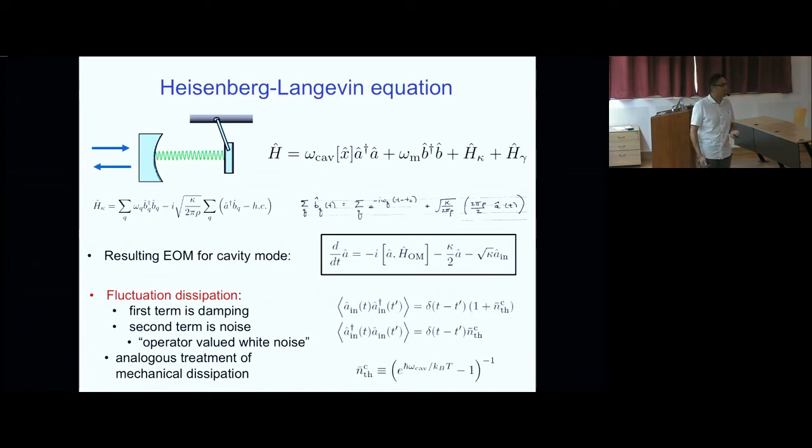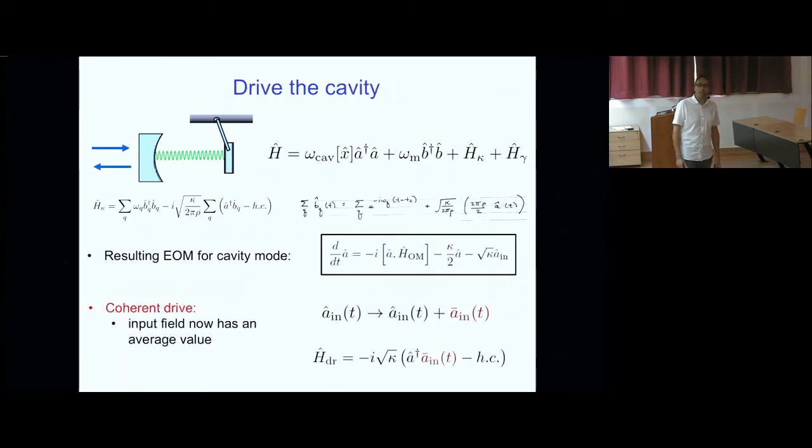And then with the mechanics, we can describe it in exactly the same way. So for the mechanics, I'll have some, and that's this B mode, the mechanical B mode. I would also have some damping term. I'll have some damping term, and I'll have some corresponding noise term. Okay, so let's move on.